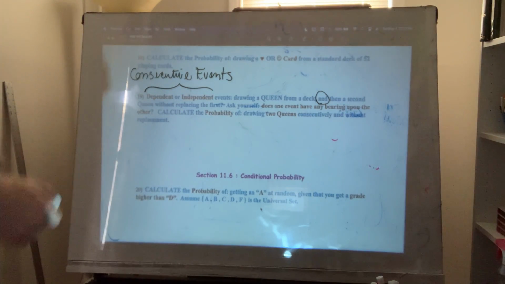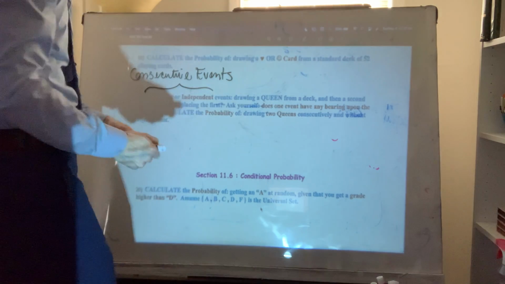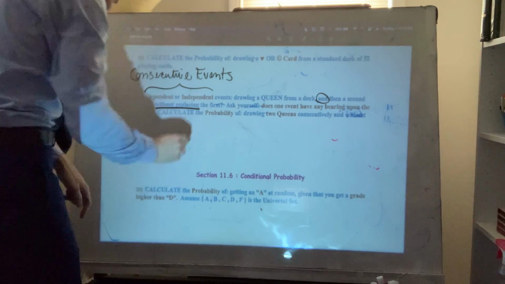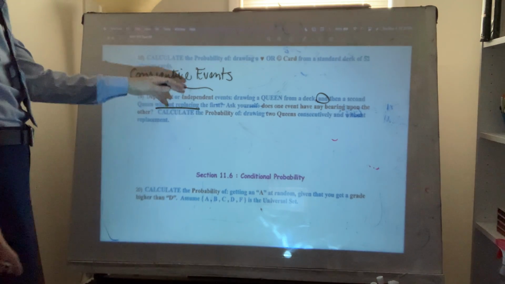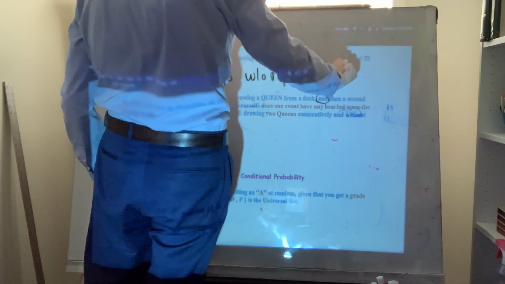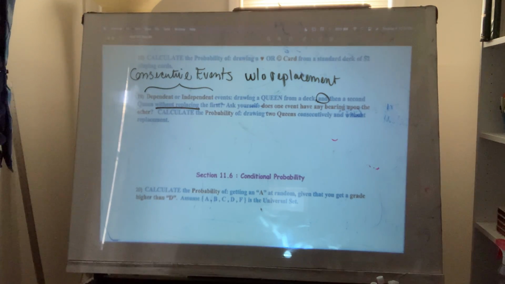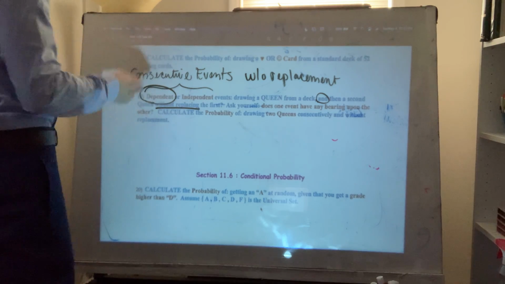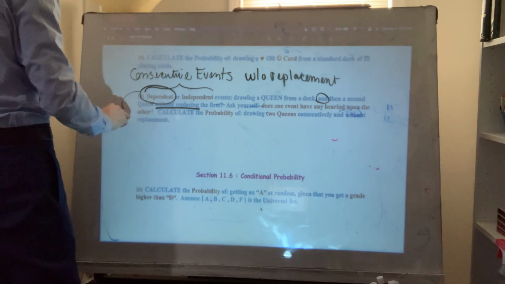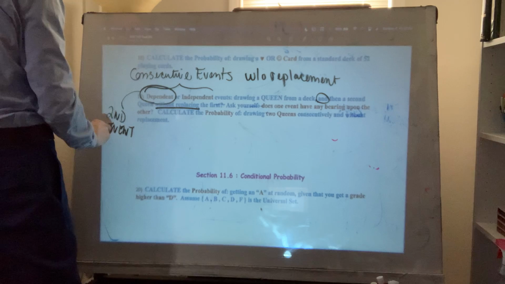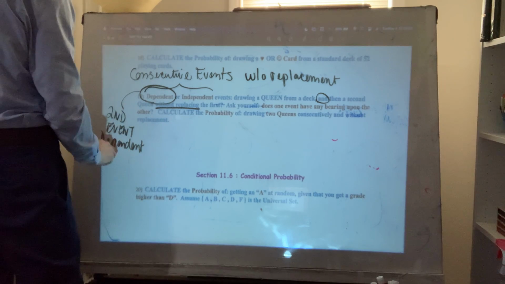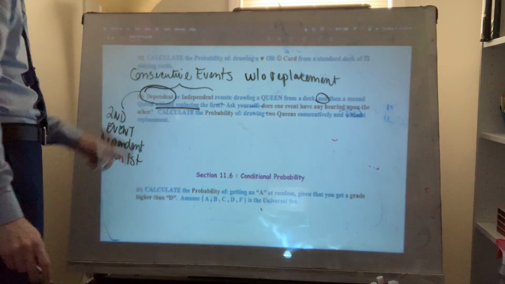All right, drawing a queen from a deck. And then a second queen. The key phrase here is without replacing the first. So if you have consecutive events without replacement, as being described here, that indicates that these are dependent events. The second is dependent upon the first, right? Because it's without replacement.